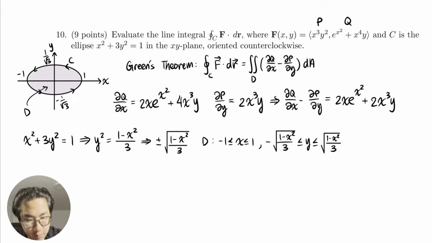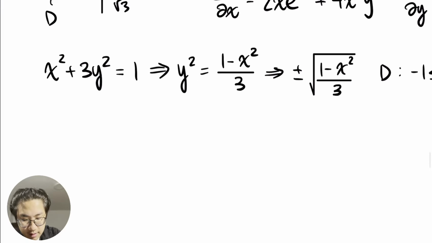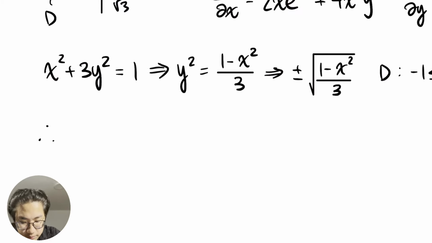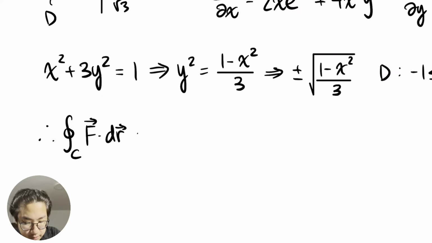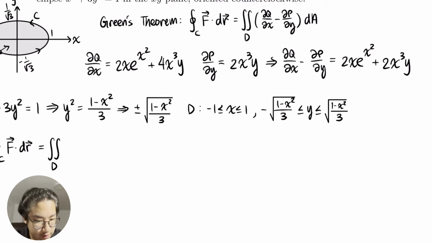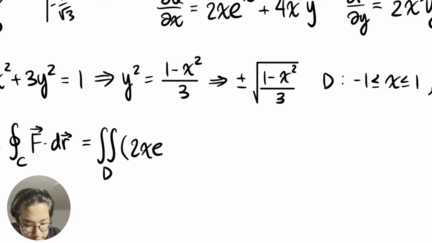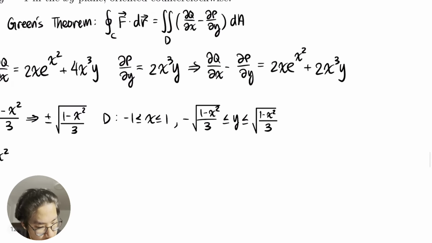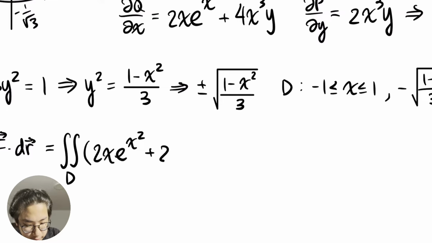Okay, and with this in mind, we can finally compute this. Therefore, the line integral of f dot dr is equal to the double integral over our region D. And our integrand is this exact function over here, so 2x e to the x squared, e to the x squared plus 2x cubed y dA.